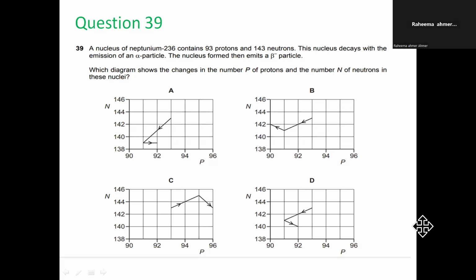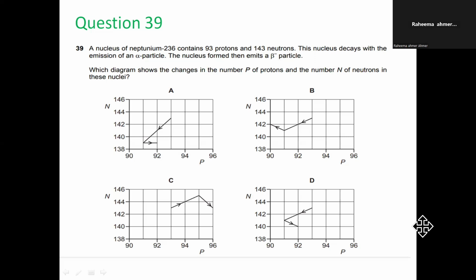So let's begin. A nucleus of Neptunium-236 contains 93 protons and 143 neutrons. This nucleus decays with the emission of an alpha particle. The nucleus formed then emits a beta negative particle. Which diagram shows the changes in the number of protons and number of neutrons in the nuclei?